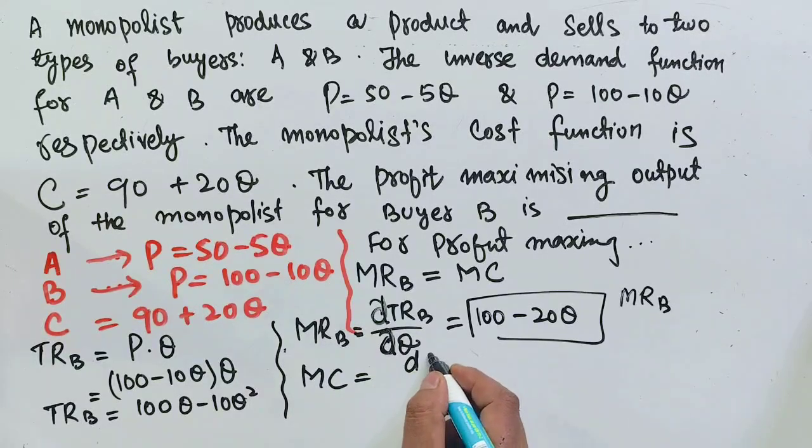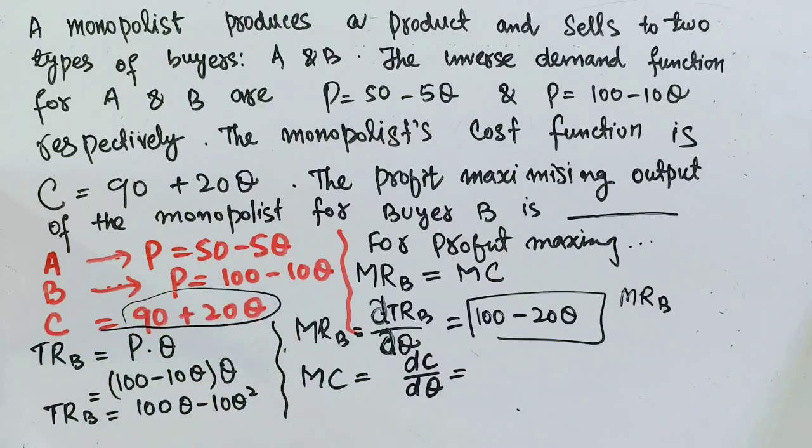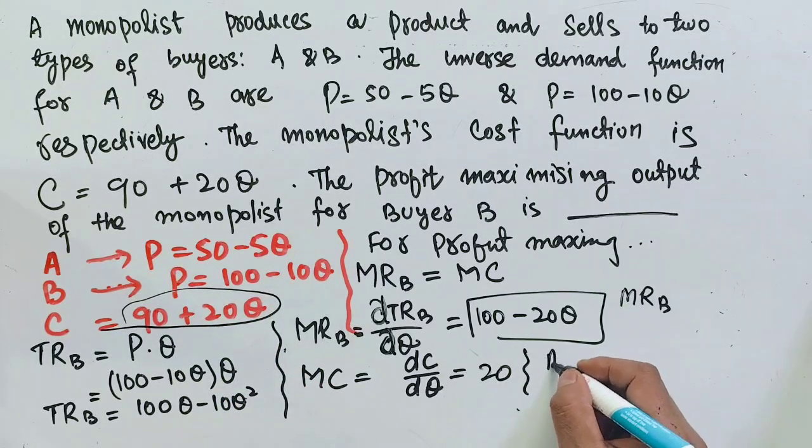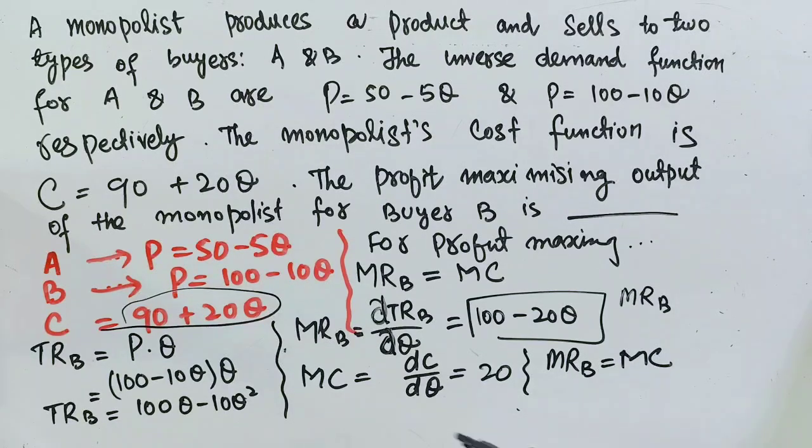Similarly, we need to find out the marginal cost. Marginal cost is the change in the total cost due to the change in the output. So we differentiate this cost function with respect to Q. Derivative of a constant is 0, derivative of Q is 1, so we are left with 20. Now equating marginal revenue with marginal cost: marginal revenue is 100 minus 20Q, and marginal cost is 20.